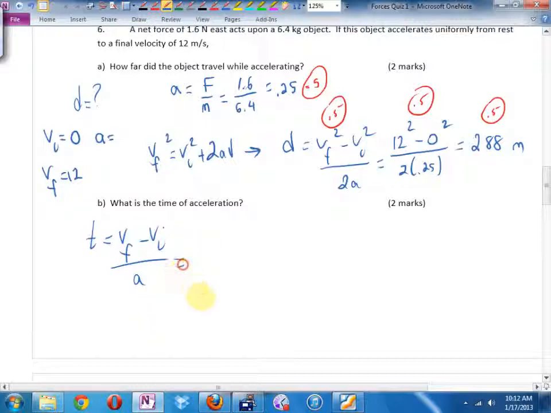V final, William, is 12. V initial is 0, all divided by an a of 0.25. Are you going to get 48 seconds? Yeah? Because dividing by 0.25 is the same as timesing by 4. I guess I would go 1 mark if I saw that, 1 mark for the answer, or something like that. And then I would turn the page.